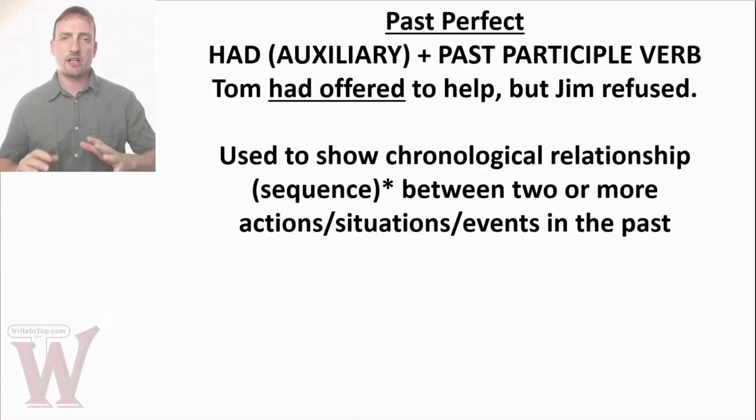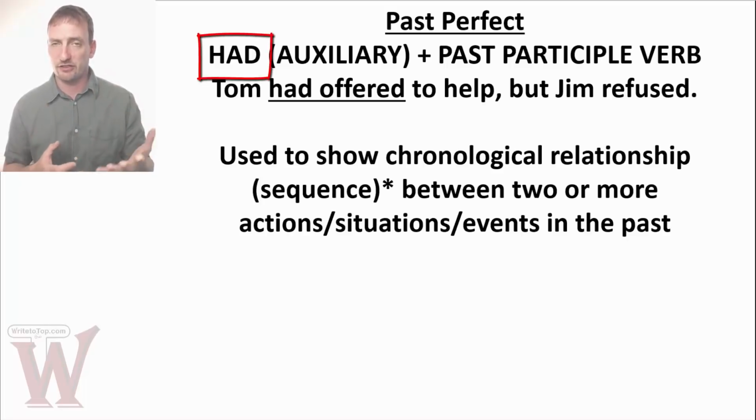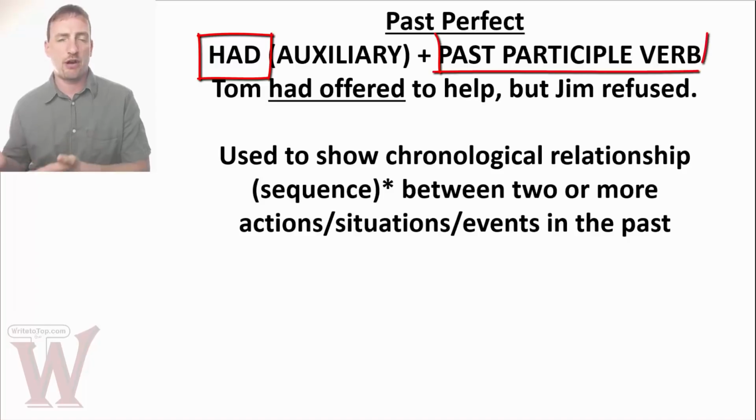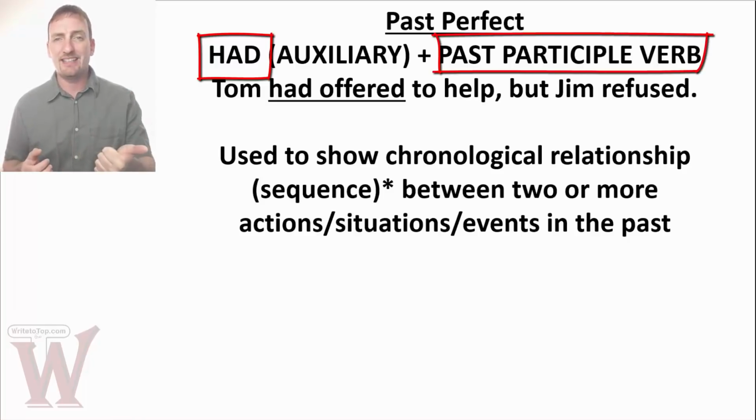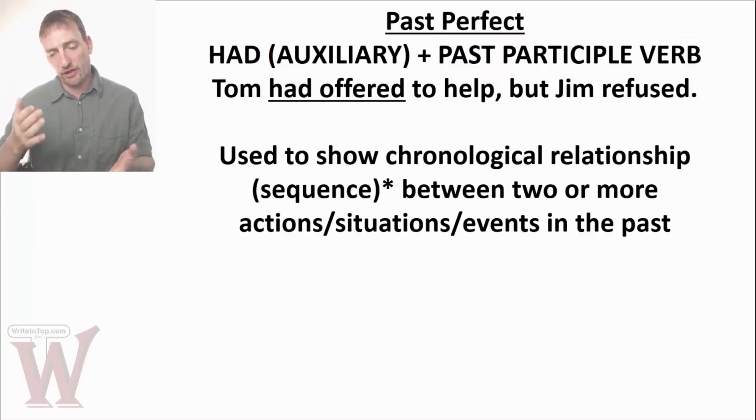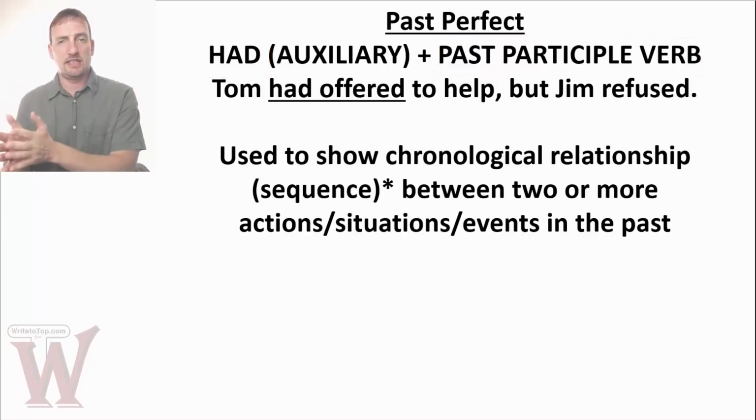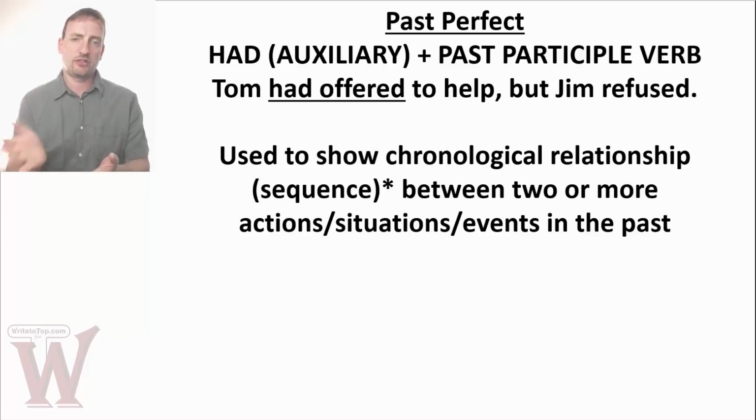Okay, so we're going to start with the basics. How do you put together a past perfect tense? Well, very simple, very straightforward. You have your had, helping verb, auxiliary verb, plus your past participle verb. So for example, eat, simple past ate, past participle eaten, right? So the third verb. Had eaten. So Tom had offered to help, but Jim refused. So before Jim refused, Tom had offered to help, or in the past. So everything is happening in the past.